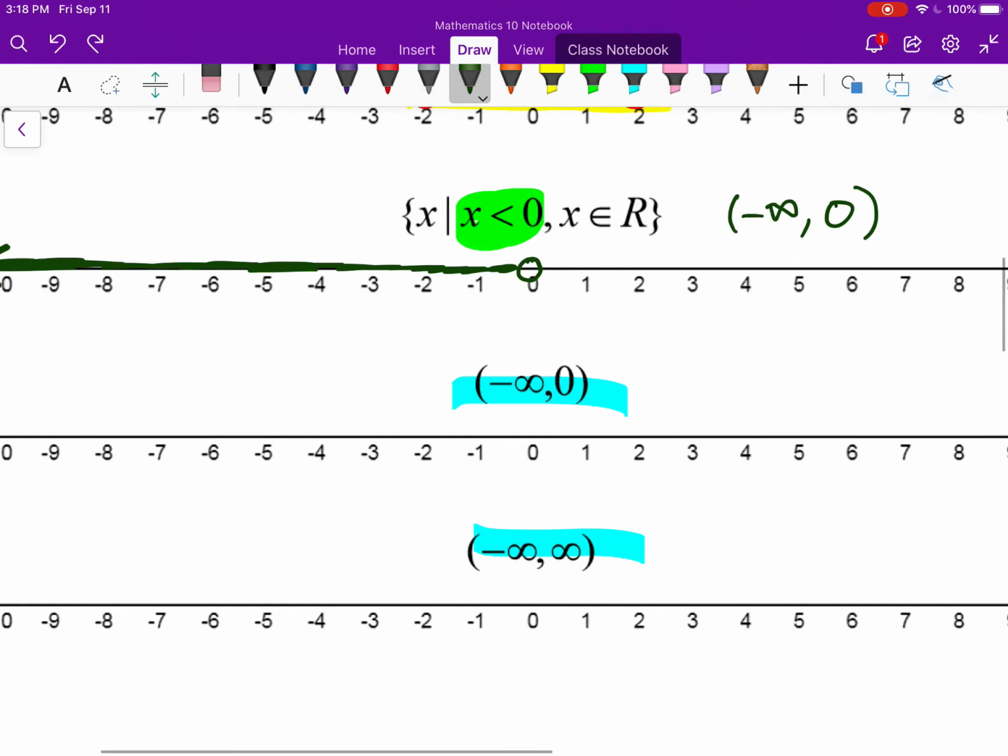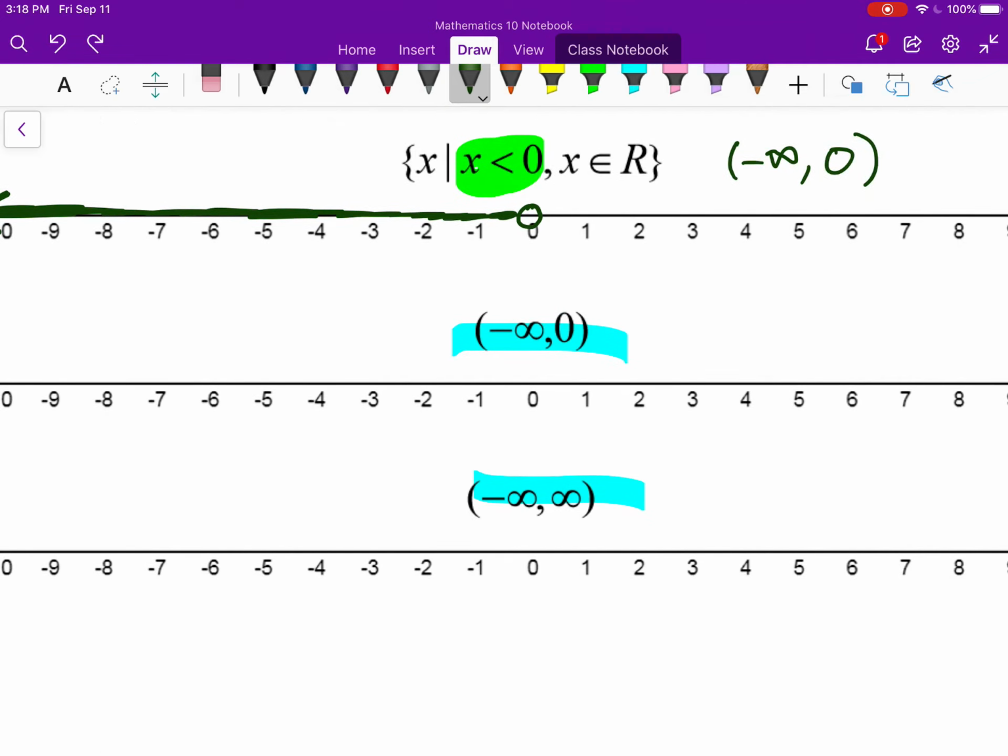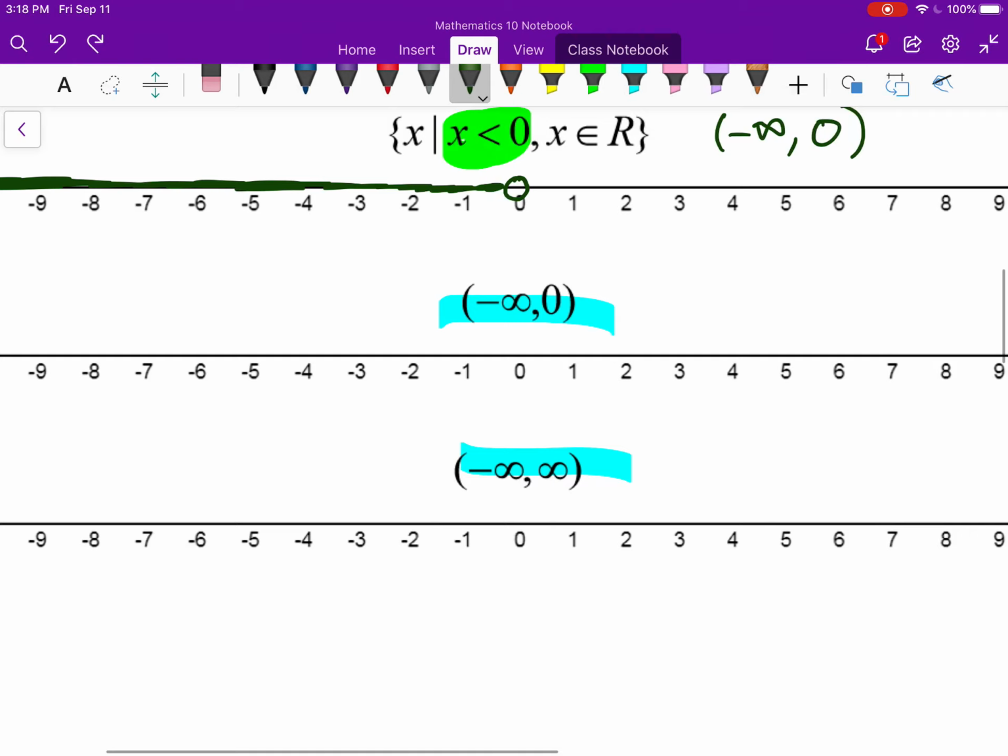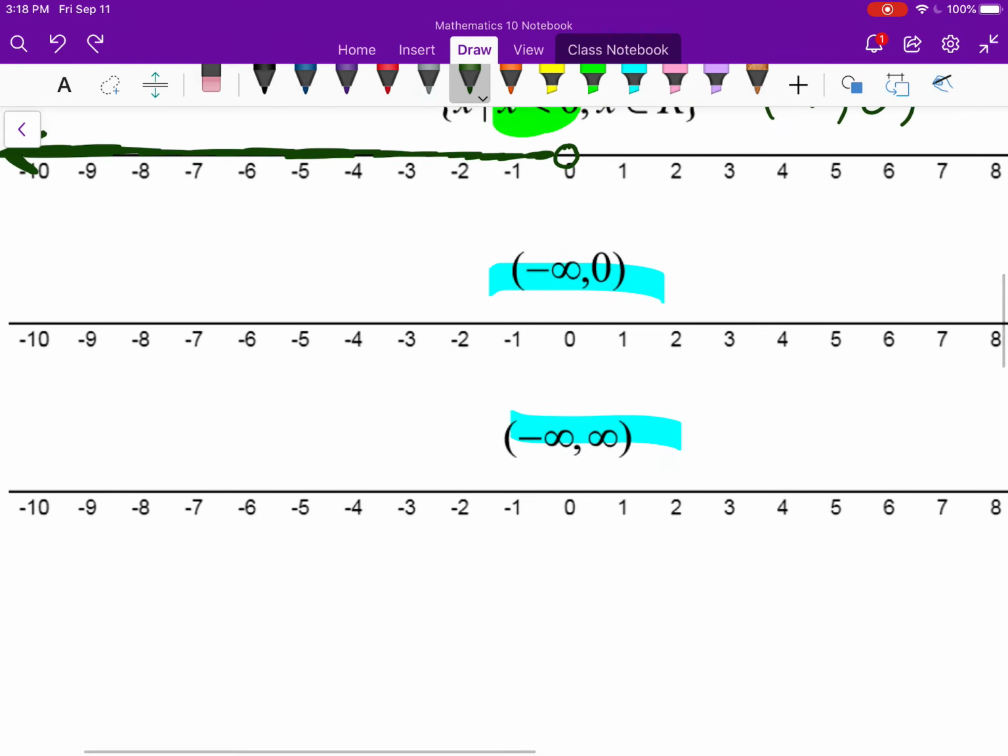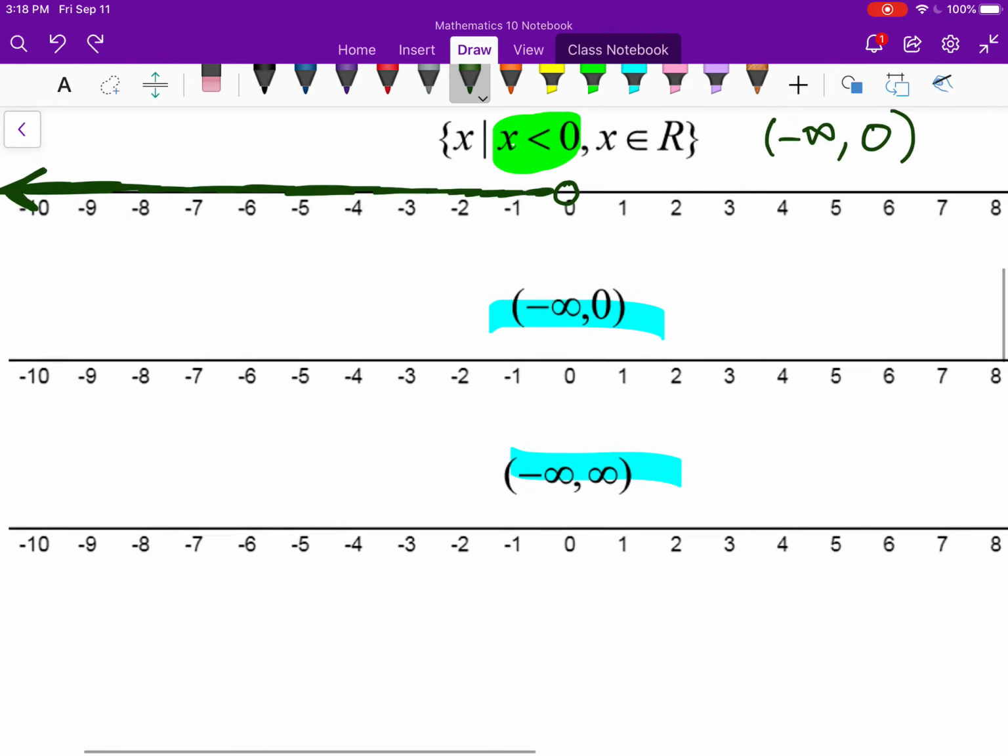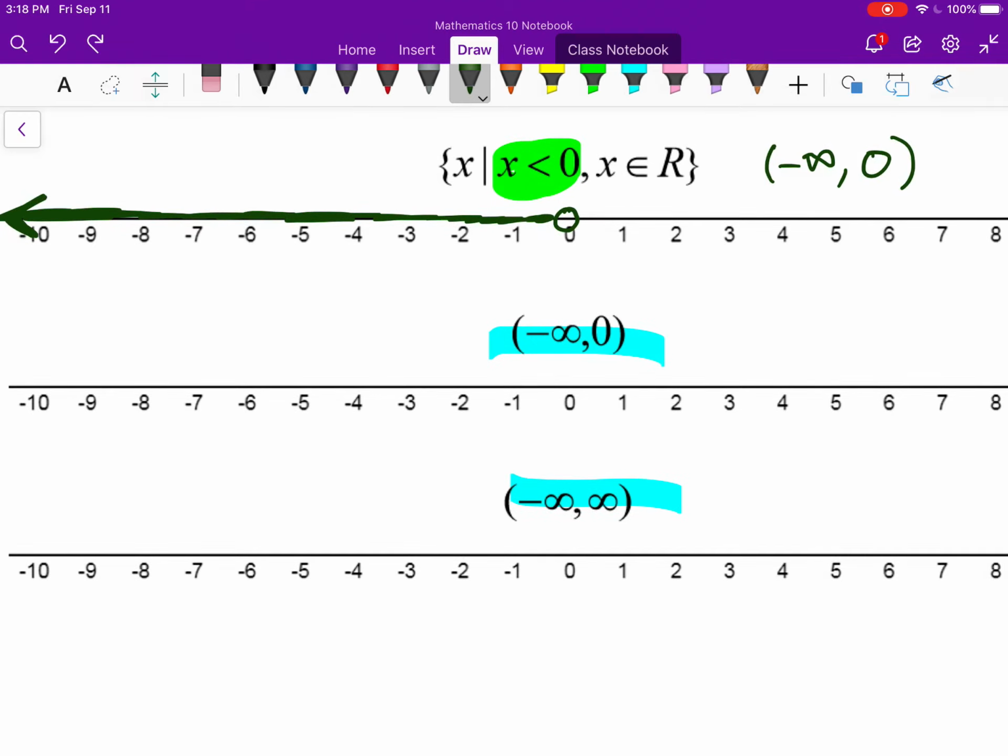Last two, and these are already in interval notation. And so what does this mean? Round bracket, -infinity, comma, 0, round bracket. Well, now we can see what it means. It's what we just had right above it. This means the same thing. So I can just draw the exact same thing. Open circle at 0, shade it in to the left.